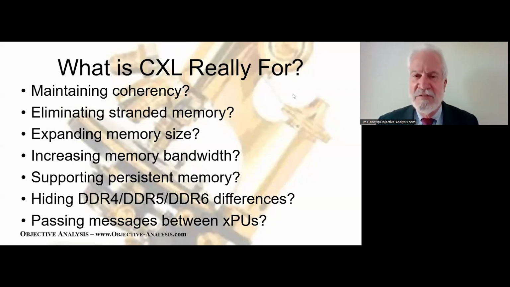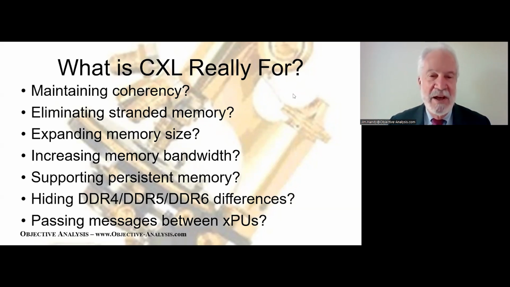So the question that goes in my mind is, what is CXL really for? Way back when CXL first came out, there were a number of other standards, CCIX, Gen-Z, there was the OpenPOWER thing. But all of these said that they were going to be used for maintaining coherency in large computing systems. But then we started hearing other things about how good CXL was going to be for eliminating stranded memory. And that's a completely different application. And so, then along came expanding memory size.